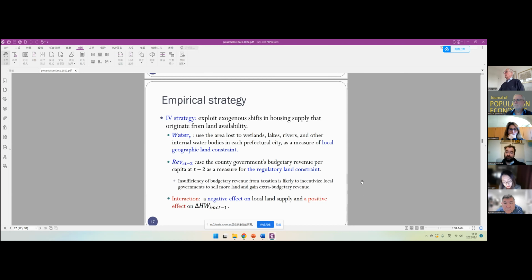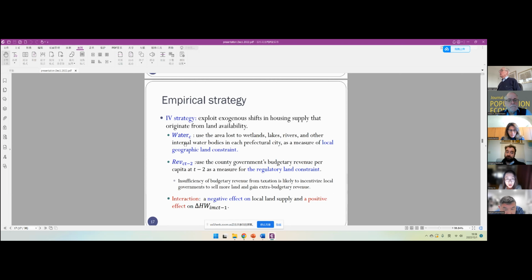See, in China, although the state owns all land in theory, the prefectural and county governments are authorized to sell land use rights for up to 70 years and keep land revenue as an important source of extra-budgetary funds. So insufficiency of the revenue from taxation is likely to incentivize local governments to sell more land and gain extra-budgetary revenue.